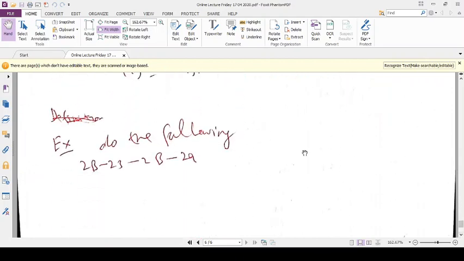Now this is the exercise. You have to do the problems from 2b23 to 2b29. These are related to today's lecture, and in the previous lecture I asked you for something.